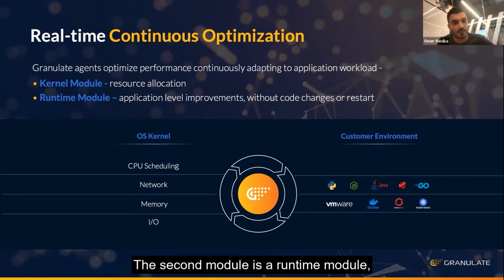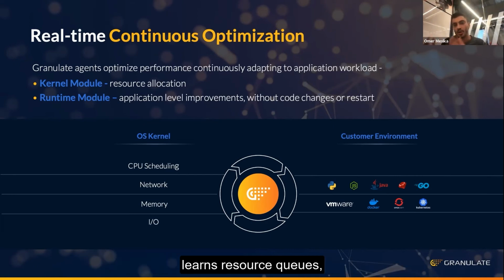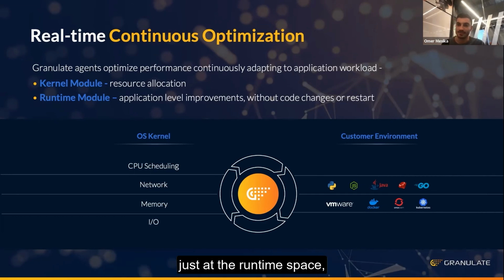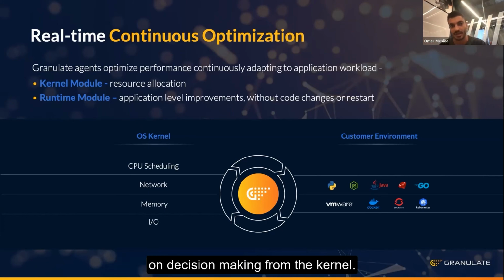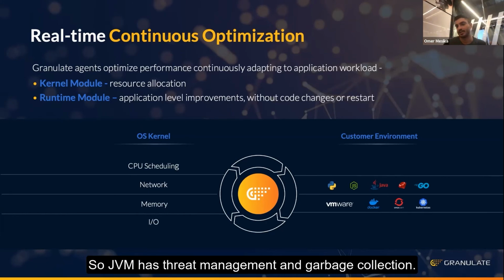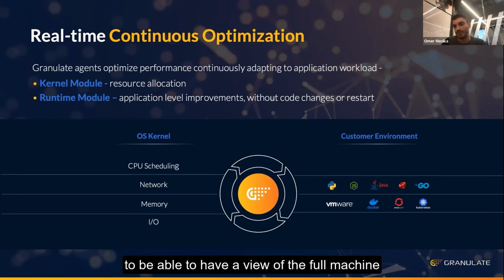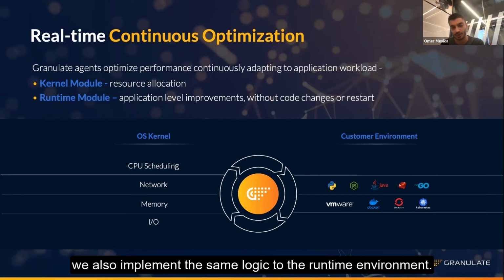The second module is a runtime module. It implements the same logic as the kernel module, learns resource queues and prioritizes them to improve performance, just in the runtime space, as a lot of runtime managers are masking some of those decision-making processes from the kernel. So the JVM has thread management and garbage collection. In order to have a view of the full machine and to optimize to the full extent, we also implement the same logic in the runtime environment.